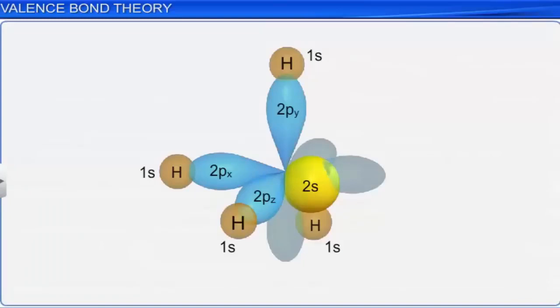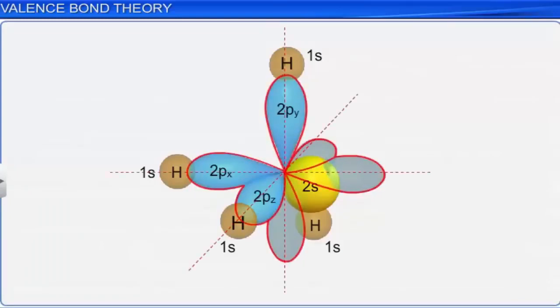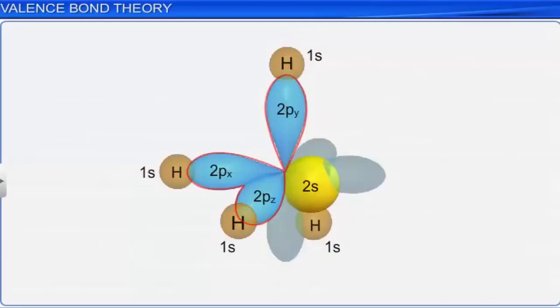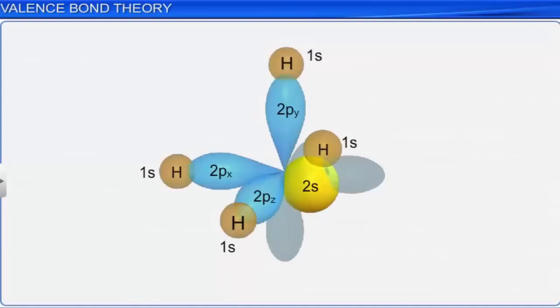We know that p orbitals lie perpendicular to each other. Hence, the 3 C-H bonds in methane molecule are expected to be oriented at 90 degrees to one another. The 2s and 1s orbitals of carbon and hydrogen can overlap in any direction, since they are spherically symmetrical. Thus, the direction of the fourth bond cannot be ascertained. This means that all the 4 C-H bonds in methane are not identical.